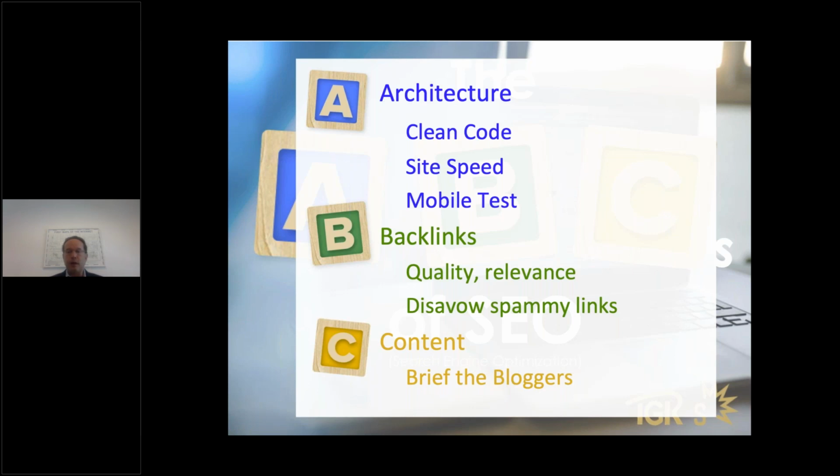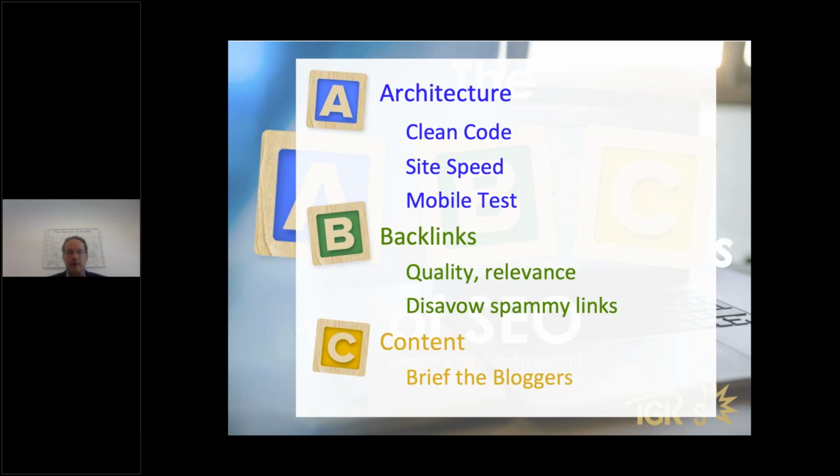All right, so that got us through the ABCs of SEO. The first thing is the architecture on the website. You've got to make sure the code is clean, your site is fast, and you do the mobile test on your website. And we talked about a bunch of other strategies, like installing Google Analytics and Webmaster tools, or what's now called Search Console. So we evaluate the website, we clean up things like broken links.